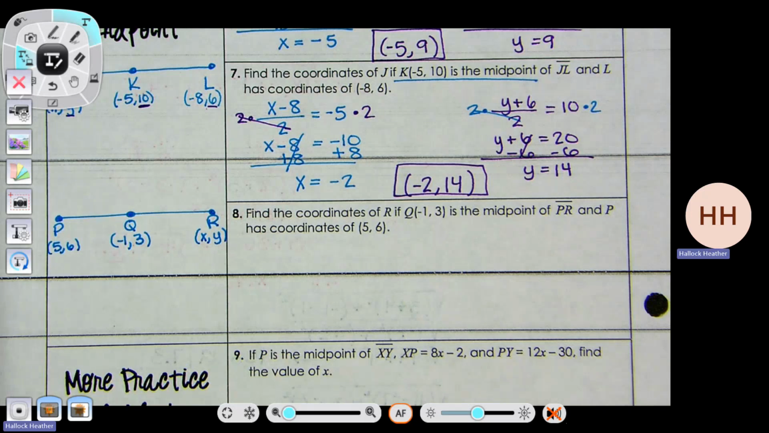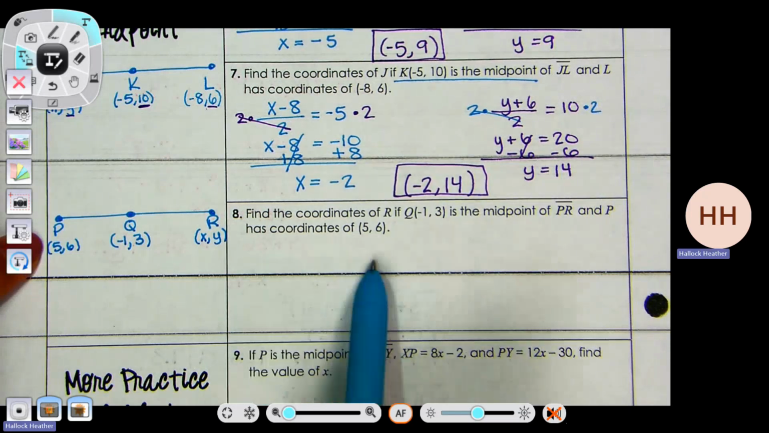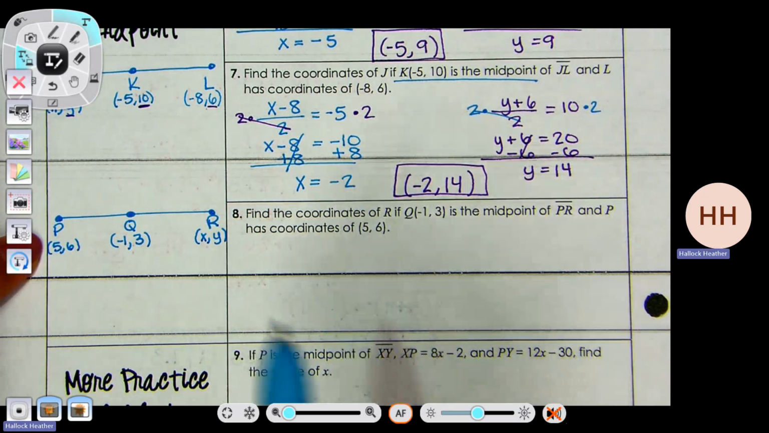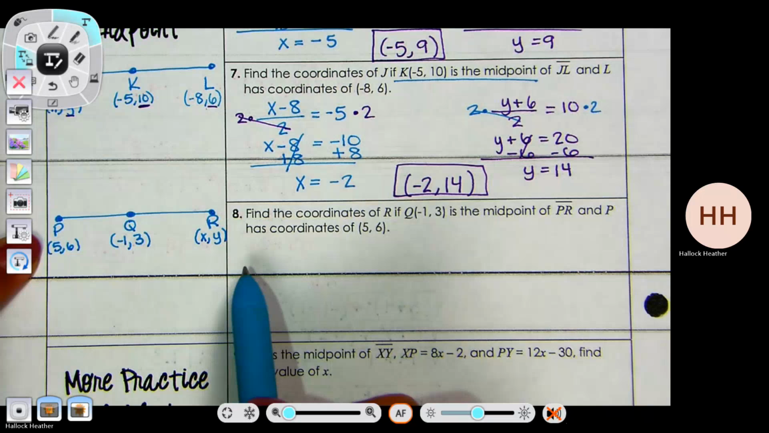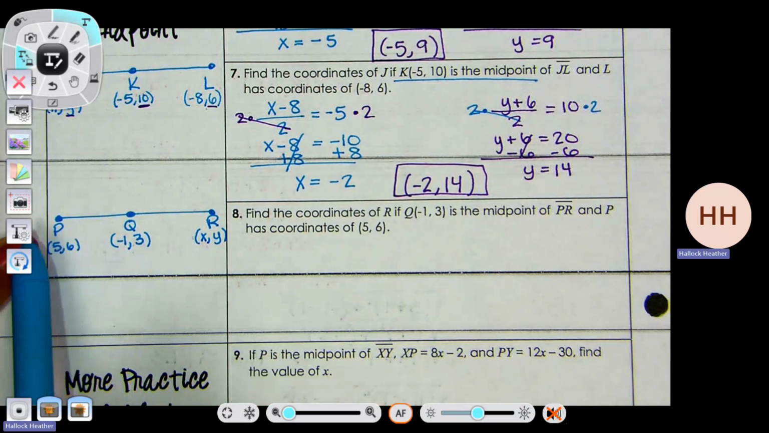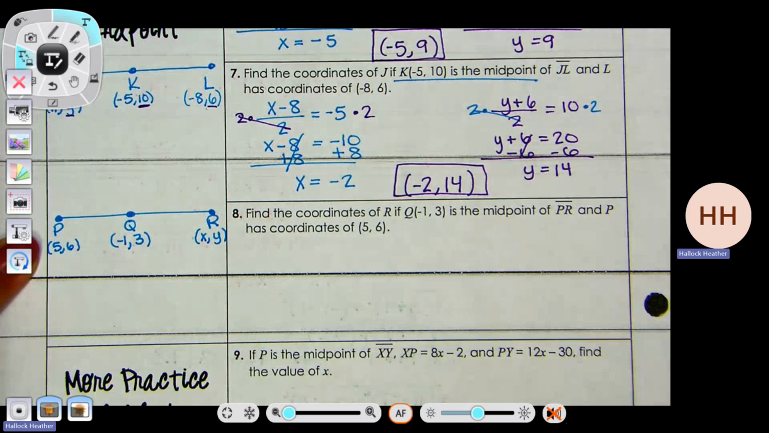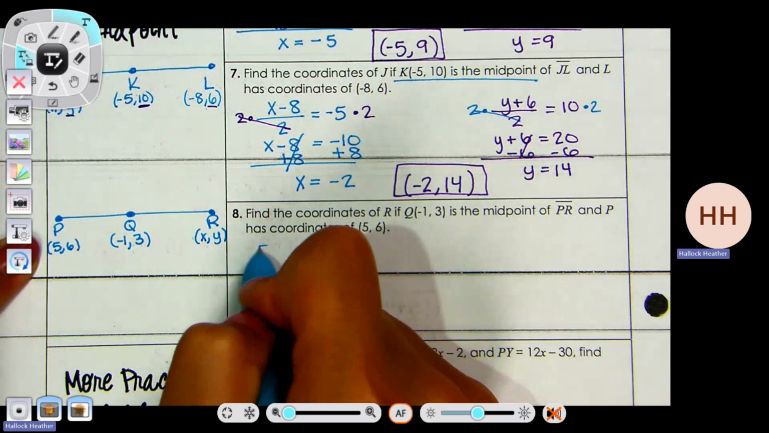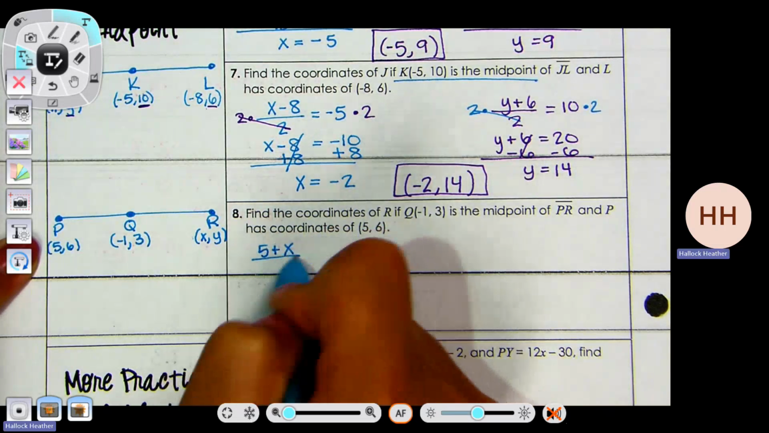So can anybody tell me my X equation for number 8? So you could say X plus 5 over 2 equals -1. Or, yeah, that's fine. Or you could say 5 plus X. X plus 5 and 5 plus X are the same thing. As long as X and 5 are being combined, it doesn't matter.